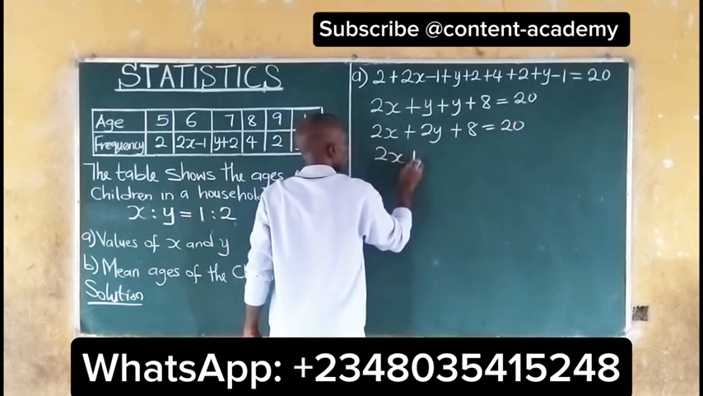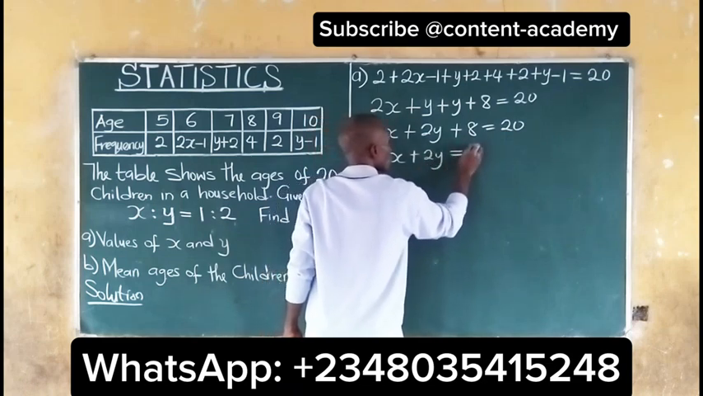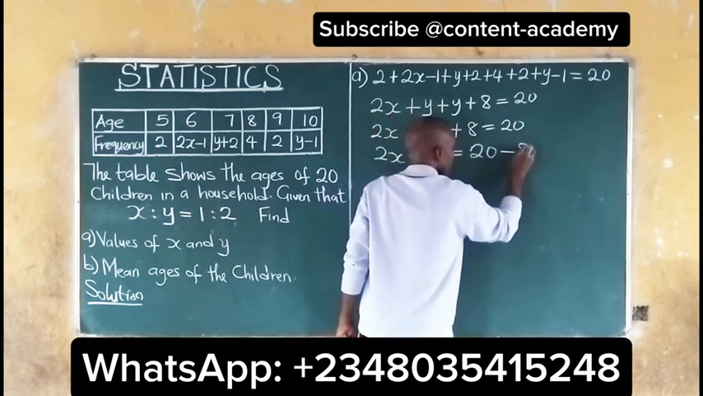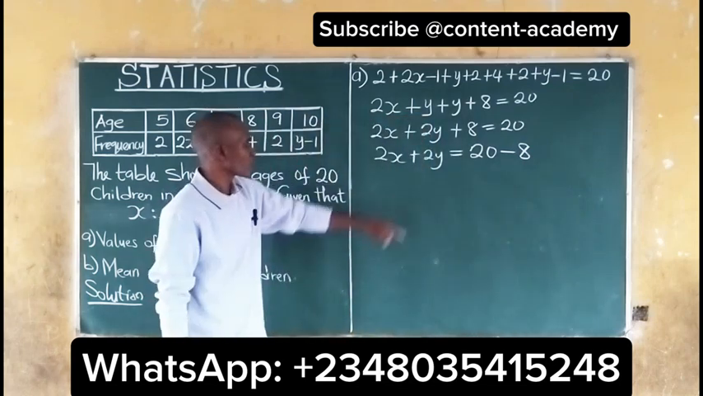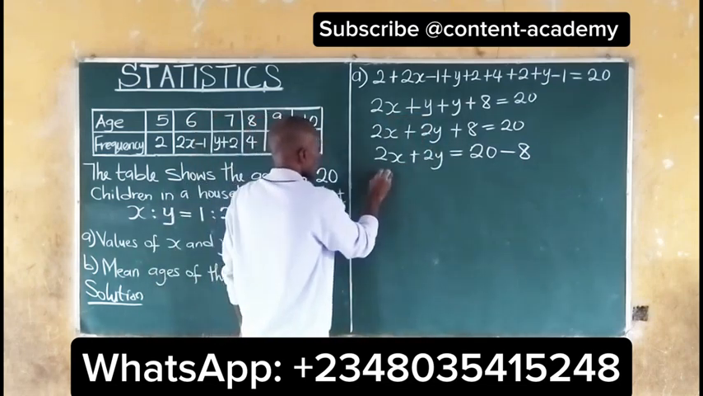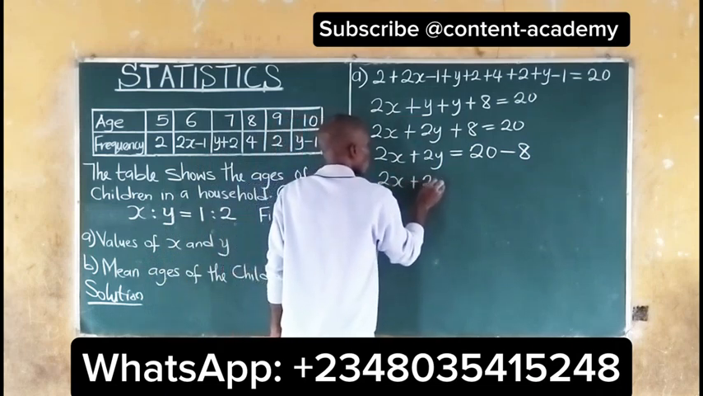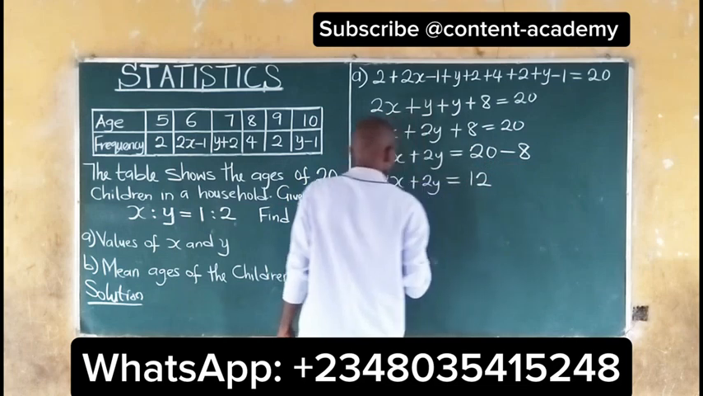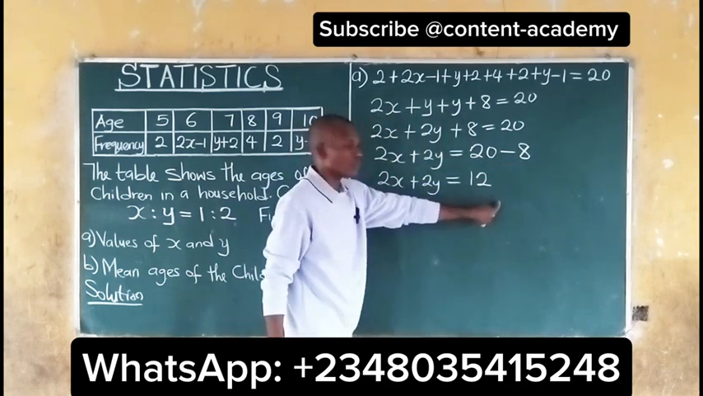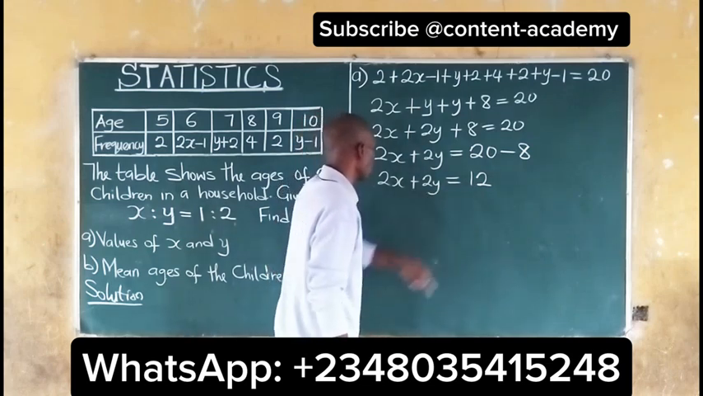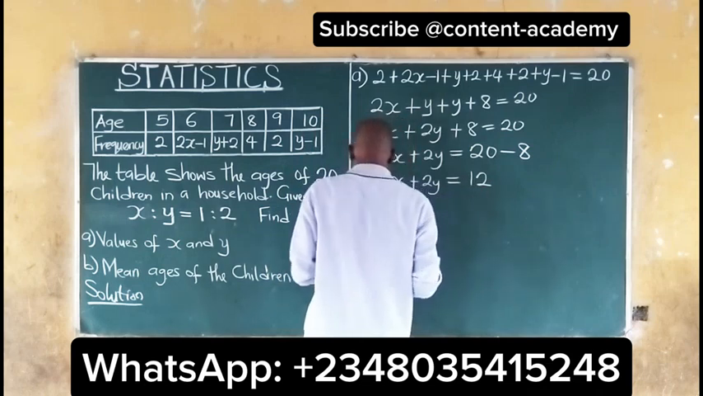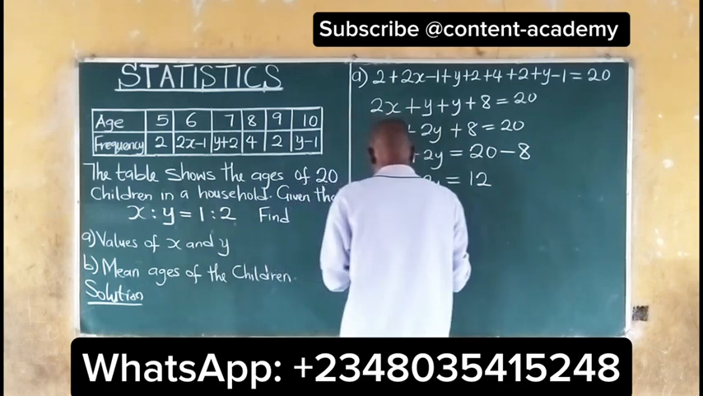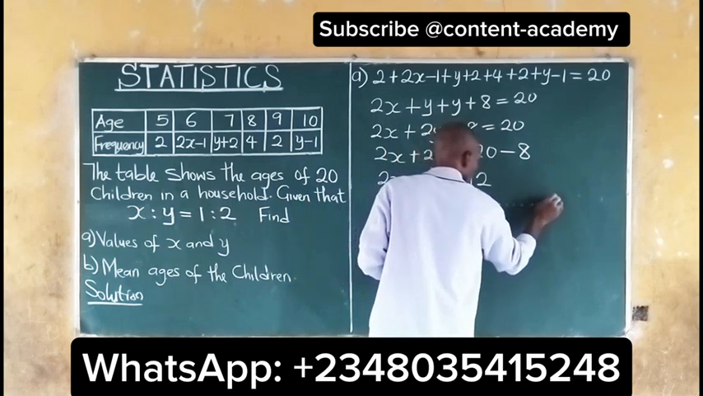If this 8 moves over to the other side of the board, it will be negative 8. So it will be 20 minus 8. So it means that 2x plus 2y is equal to 20 minus 8, which is 12. If we divide the whole of this by 2, we have x plus y is equal to 6. We can take this as our equation 1.